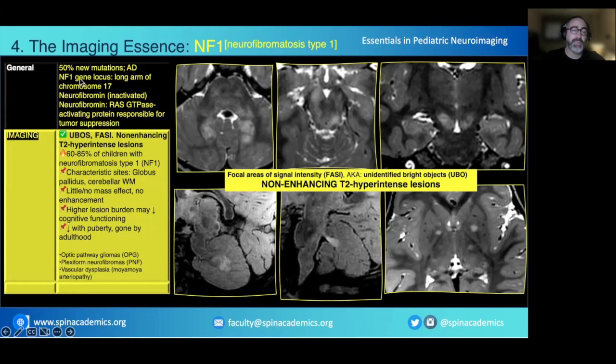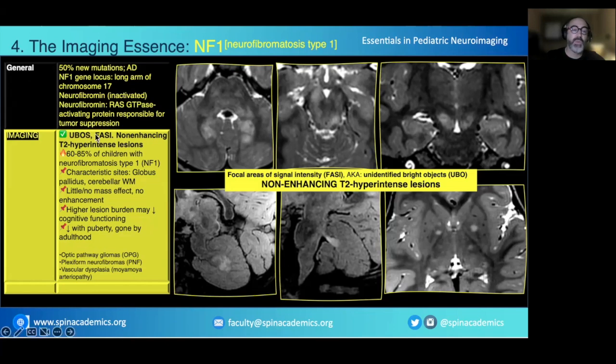The gene that is behind this is located in chromosome 17, and the result is that neurofibromin is inactivated. And as I said before, RAS malfunctions, so at the end this protein responsible for tumor suppression doesn't work well, so you have a predisposition syndrome for tumors. And in the central nervous system, of course, there would be gliomas.